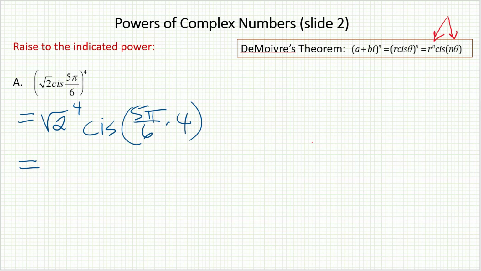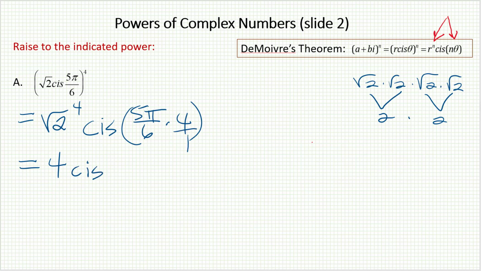Let's simplify here. Root 2 to the 4th, of course you could do that on your calculator, although it's pretty easy to do by hand. If you multiply a couple of root 2's together, you get 2. These would also make 2, and 2 times 2, of course, would be 4. And then, let's see, 5 pi over 6 times 4. I can do some canceling here. Looks like I'm going to get 10 pi on the top, 5 pi times 2, and then a 3 on the bottom. So 4 cis 10 pi over 3.